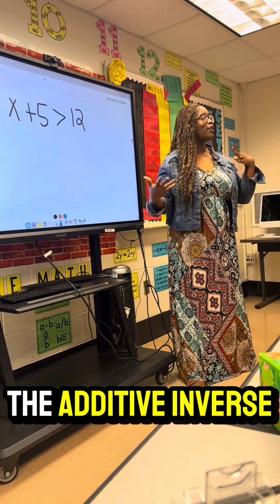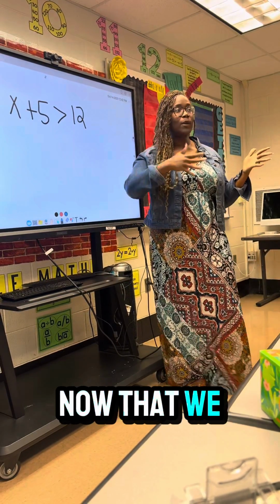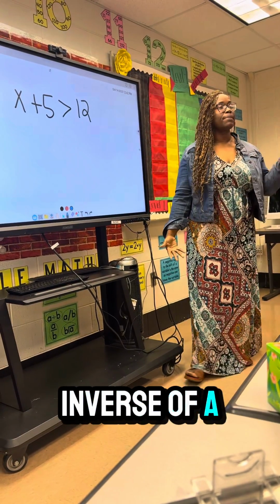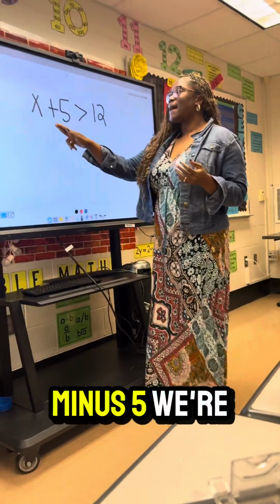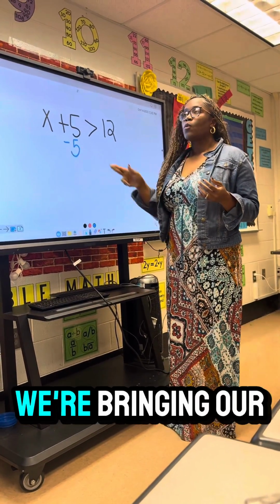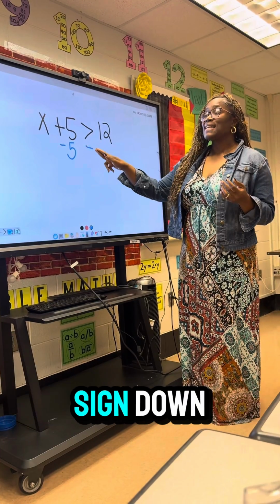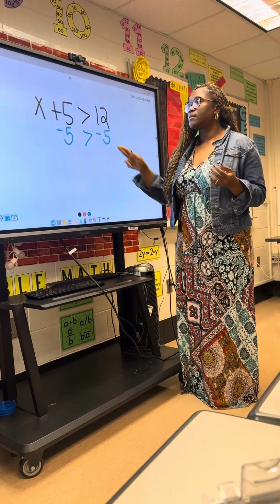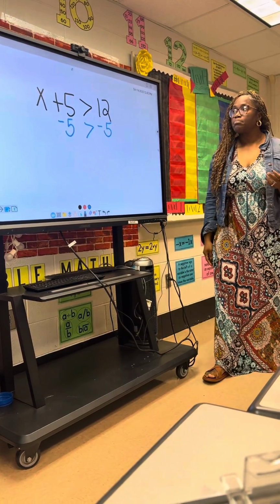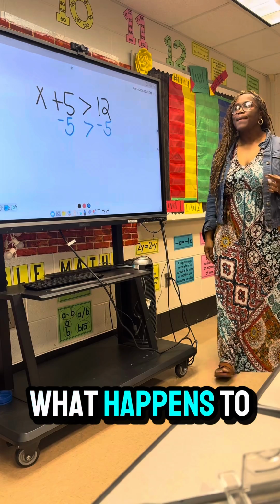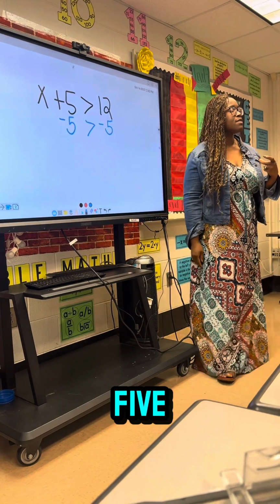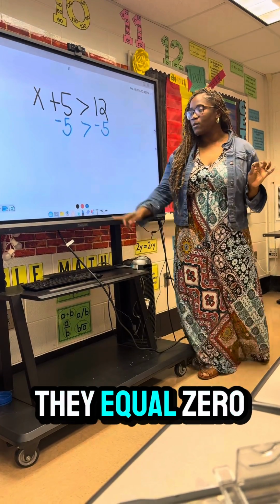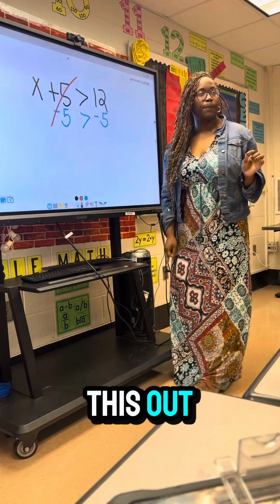The additive inverse. Let's use our math vocabulary now that we are past the beginning stages. We're going to use the additive inverse. What's the additive inverse of a plus 5? So we'll say -5, we're lining it up. We're bringing our sign down, and we're going to say -5 there. What happens to the +5 and the -5? They go into the sea of zeros, they cancel each other out, they equal 0. We will cross this out.